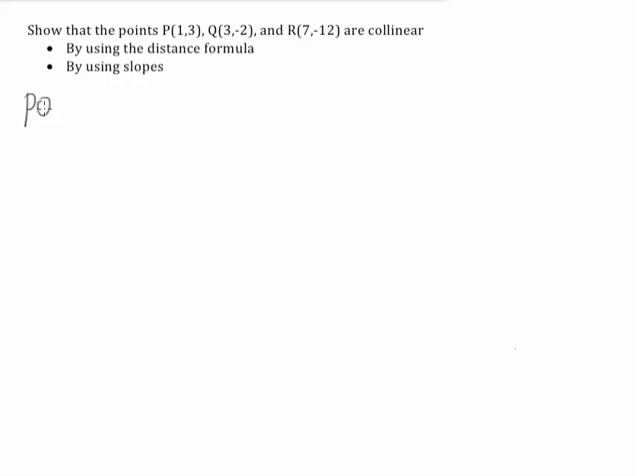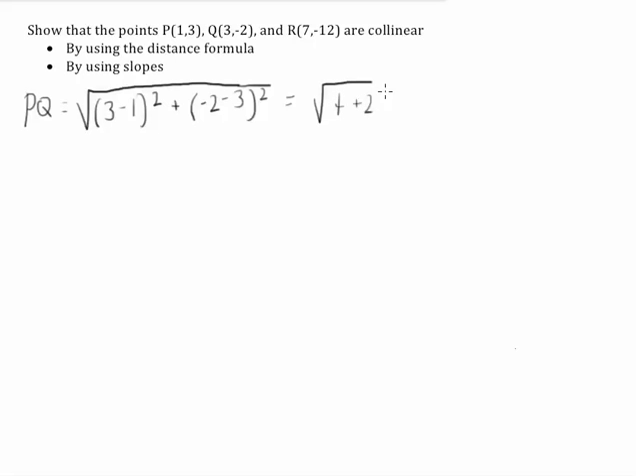All right, so we're going to start finding distances. So let's find the distance from P to Q. We're going to use our distance formula, which is that big square root. We want 3 minus 1 squared. That's the difference in the x-coordinates. And then minus 2 minus 3 squared. So that's going to be the square root of 4 plus 25. That will be the square root of 29. We're going to keep on doing that.